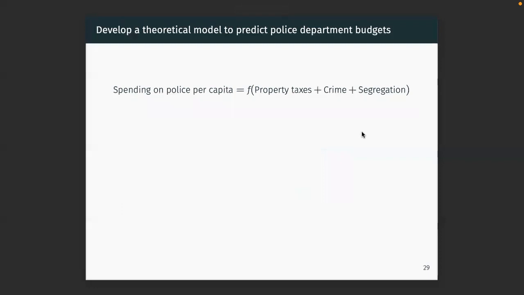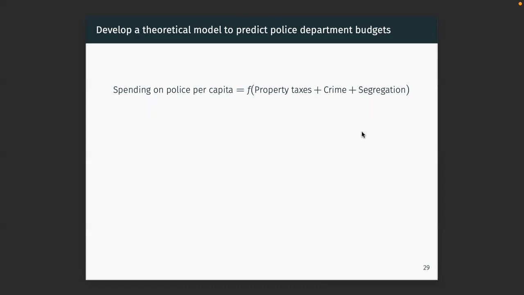Let's model spending on police per capita. I want to know, what are the characteristics of counties in the United States that spend a lot of money on police, right? That's my question. Who spends a lot of money on police? And I think that police spending is going to be a function of three variables. I think it's going to be a function of property taxes first. That is, you've got to have money to spend money, right? So those counties with larger budgets should be able to spend more on police generally.